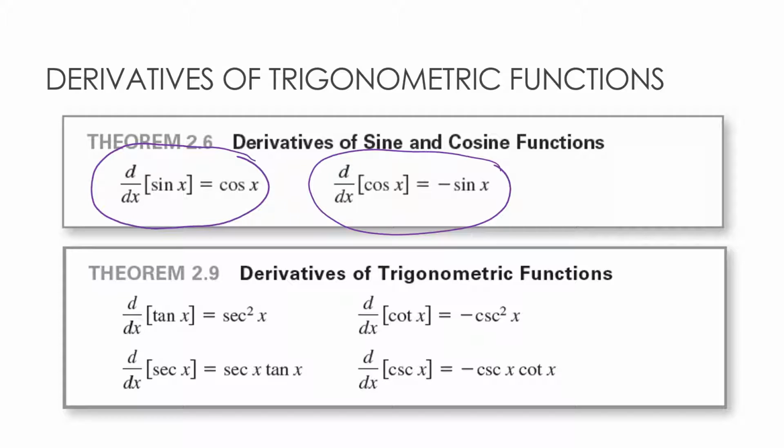Now, for the other ones that maybe aren't quite as common, but again, I suggest as soon as possible commit these to memory or make yourself a nice little cheat sheet that you can reference. I also have a handout that has the derivatives of the trigonometric functions. So the derivative of tangent is secant squared x, derivative of secant is secant x tangent x, derivative of cotangent is negative cosecant squared x, and the derivative of cosecant is negative cosecant x cotangent x.